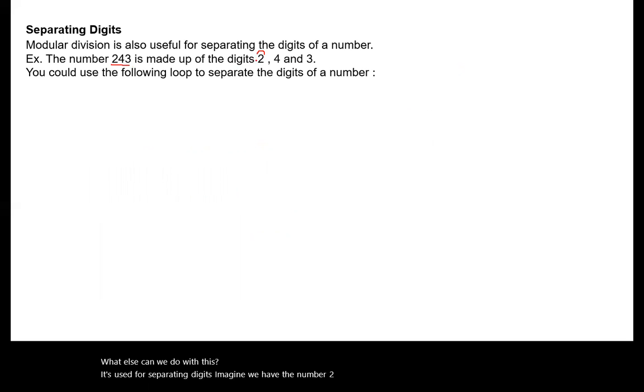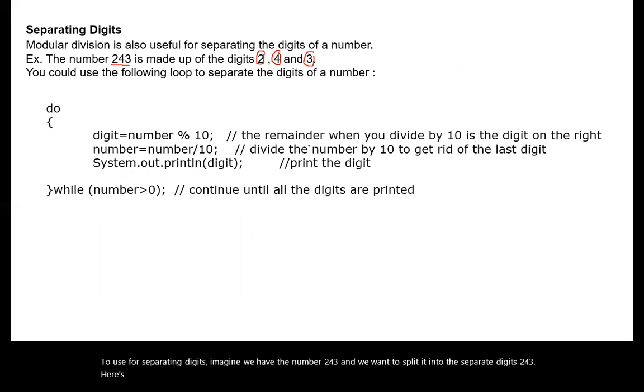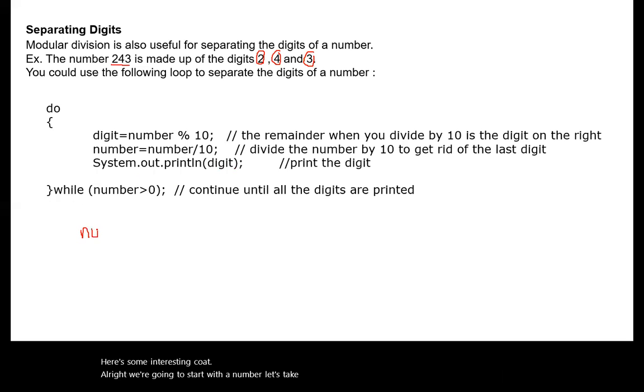What else can we do with this? It's used for separating digits. Imagine we have the number 243, and we want to split it into the separate digits 2, 4, 3. Here's some interesting code. All right, we're going to start with a number. Let's take a specific example. Let's take the number 243.